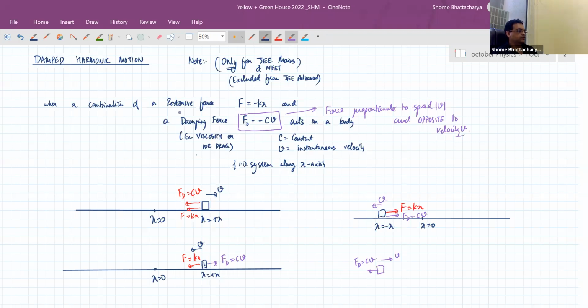So when a combination of a restorative force and a damping force acts on a body in 1D motion along the x-axis, it results in damped harmonic oscillation.